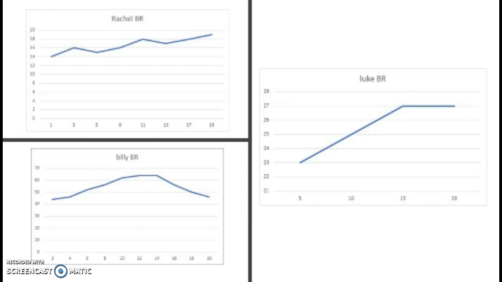Luke's breathing rate wasn't recorded right at the start of exercise, therefore the first value we have for him was at 5 minutes, where his breathing rate is 23. His breathing rate increases to 25 in the 10th minute. In the 15th minute, his breathing rate is recorded at 27, so we can see that his breathing rate will continue to increase. Then from the 15th minute to the 18th minute, Luke's breathing rate plateaus.